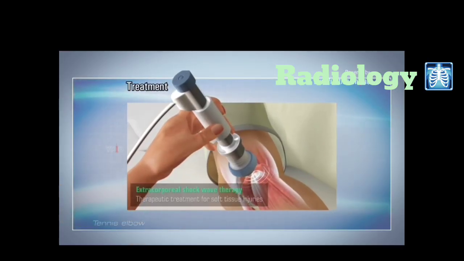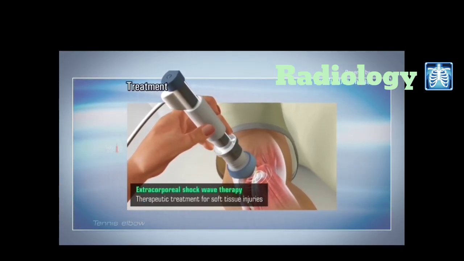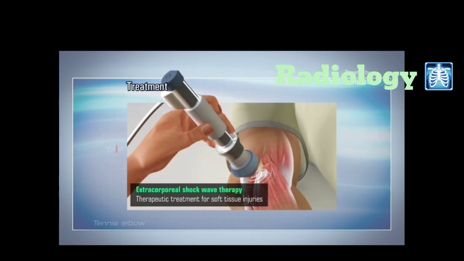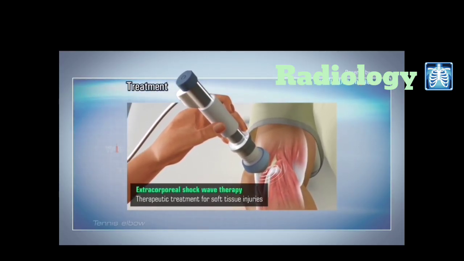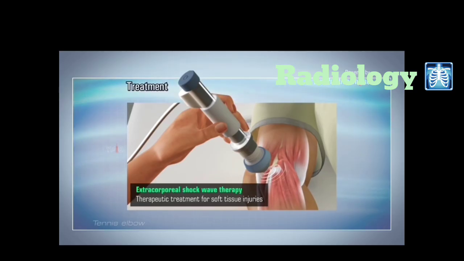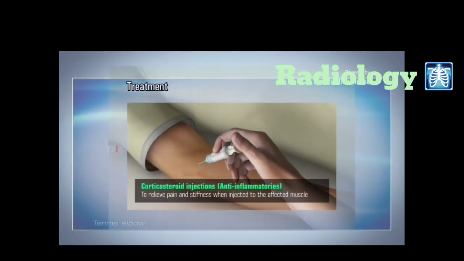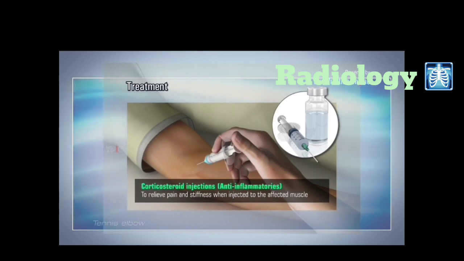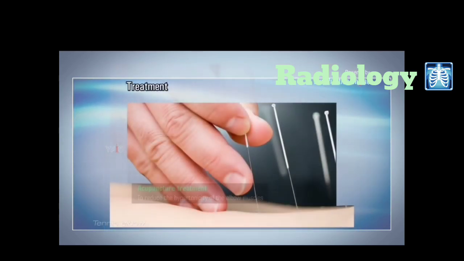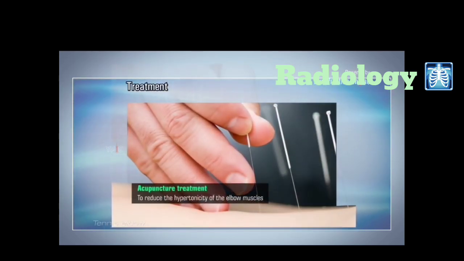Extracorporeal shockwave therapy is a mode of therapeutic treatment for soft tissue injuries. The sound waves are transferred to the elbow, which enhances the healing capacity of the body. Corticosteroid injections, anti-inflammatories, relieve pain and stiffness when injected into the affected muscle. Acupuncture treatment can help to reduce the hypertonicity of the elbow muscles.